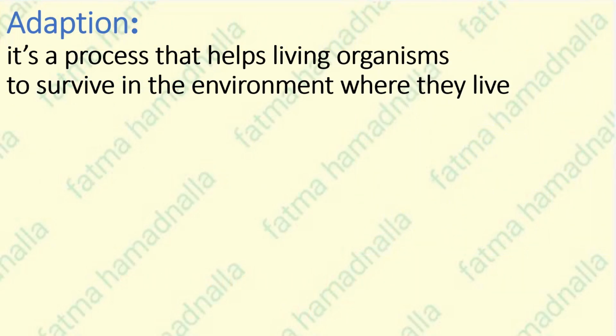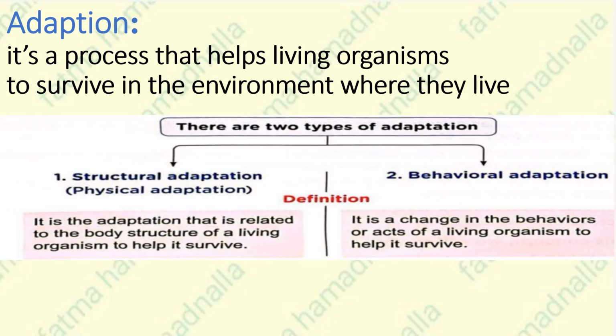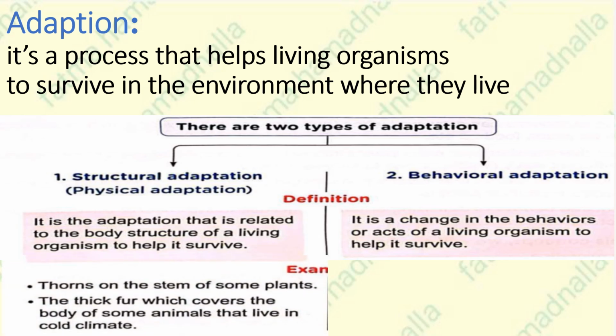Of course, we know that adaptation is the process that helps living organisms survive in the environment where they live. We also know that there are 2 types of adaptation. 1, structural adaptation or physical adaptation, which is the type of adaptation related to the body structure of a living organism to help it survive. Examples of it: thorns on the stems of some plants, and these are thorns, the thick fur covering the bodies of animals that live in cold climates.